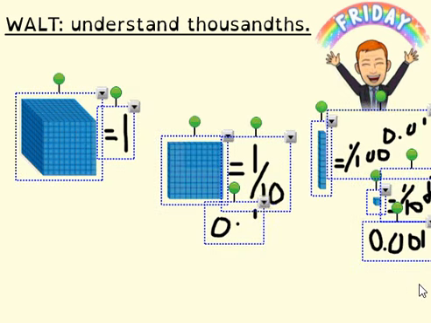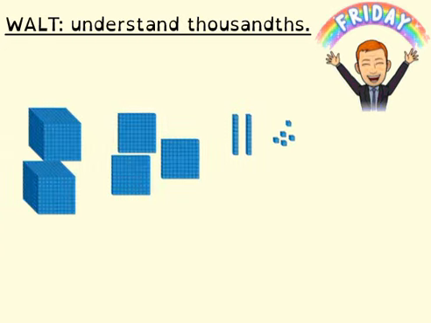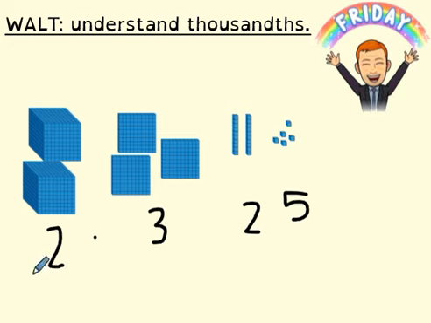Let's have a look at an example. If I was to ask you what number is being represented here, I've got two wholes. Remember we said those big cubes represent wholes. So I've got two of those. I need my decimal point in because we talk about tenths, hundredths, and thousandths. I've got 3 tenths, 2 hundredths, and I've got 5 thousandths. So my number represented would be 2.325.